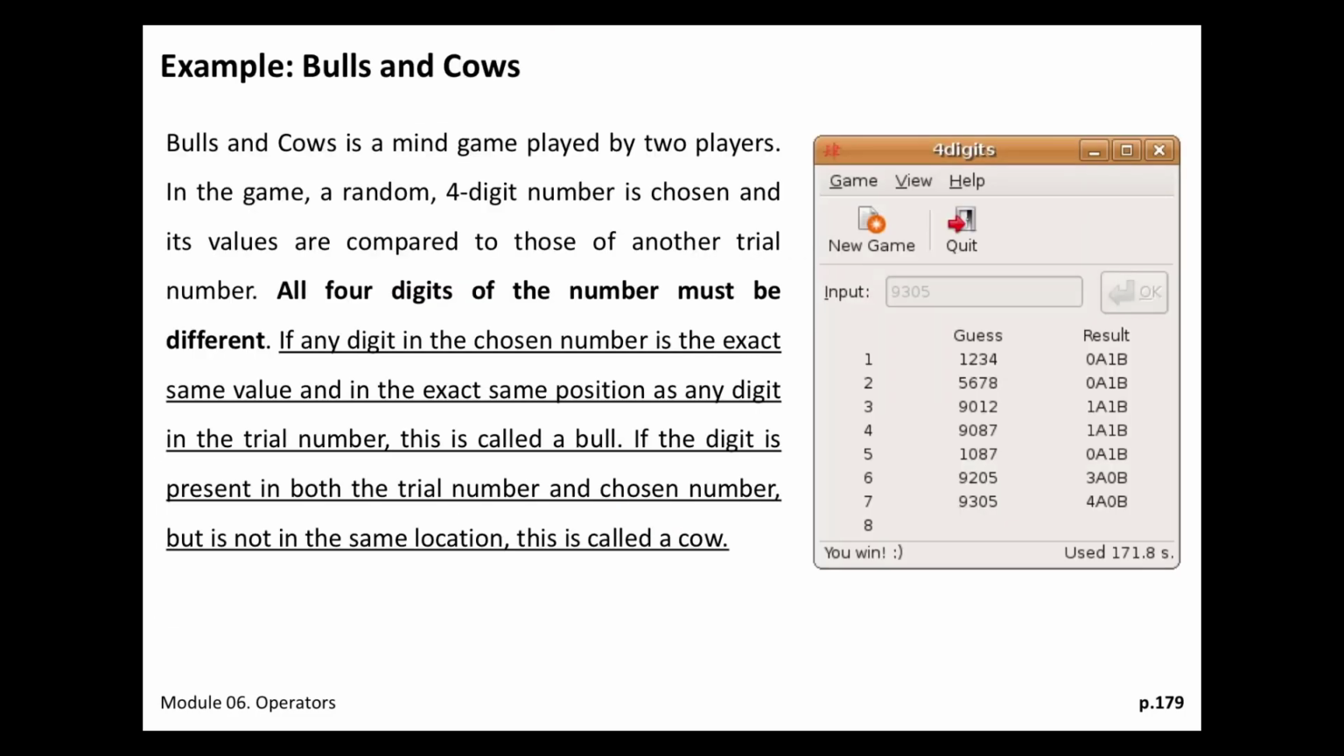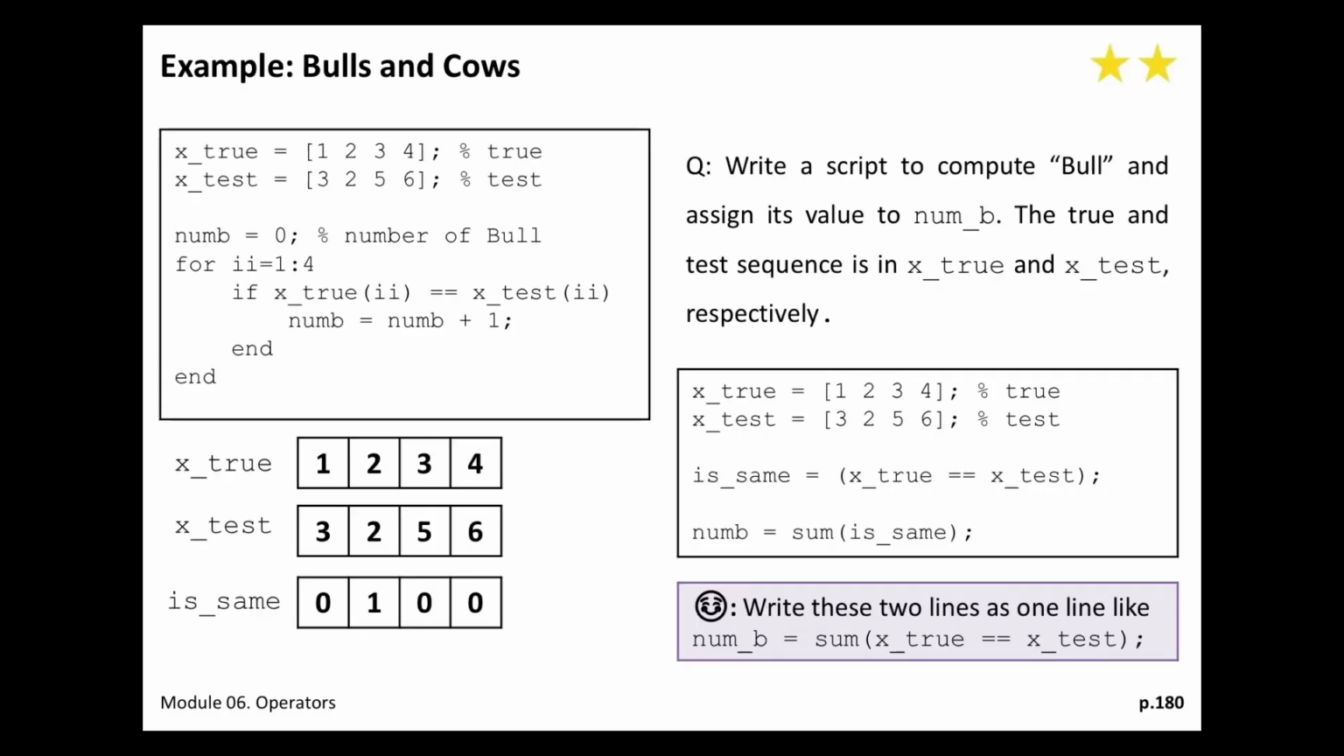Okay, the bulls and cows problem again. I'm sure that you already know this problem, right? Okay, how to write a script to compute bulls? This is the loop-based solution. So read the value from x true and x test at the same position, and if they are the same, increase the number b. Okay, so at the end, in this case, num b equals 1.